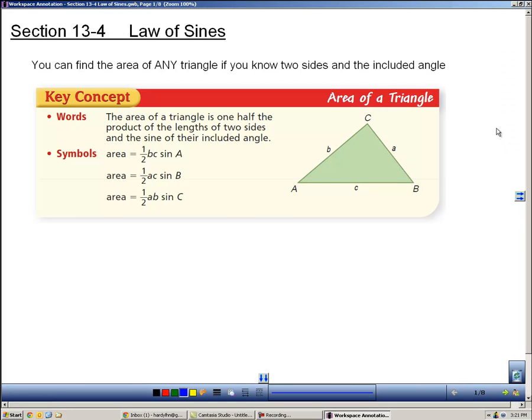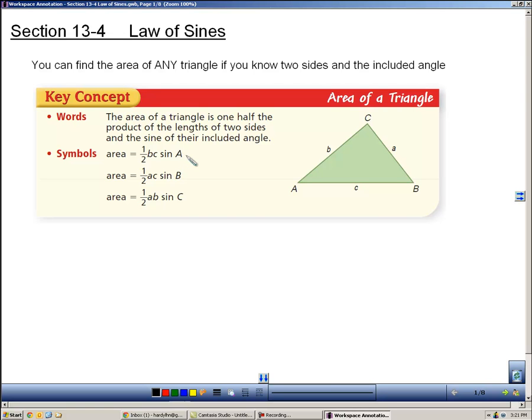Section 13.4 is about the law of sines. What you see here on this screen is not actually the law of sines, but it's something that works up to the law of sines. It's interesting to see that you can find the area of any triangle if you know two sides and the angle that's between those two sides. You can find that by using the formula that you see here. You're going to take 1/2 times the two sides times the sine of the angle that's between the two sides.